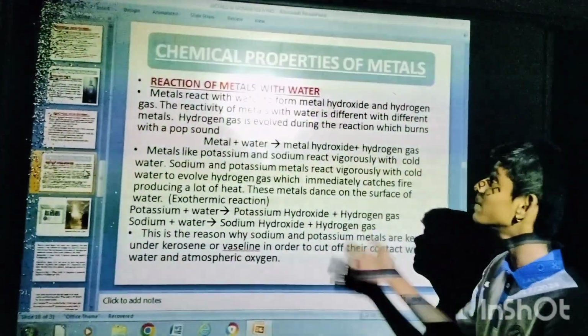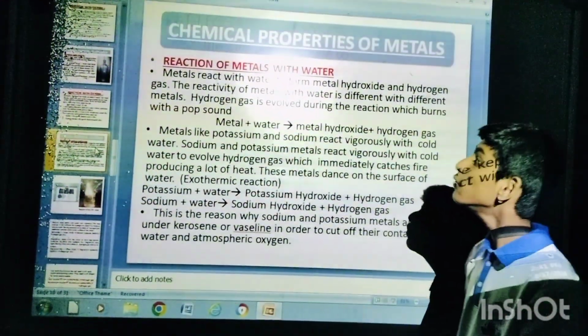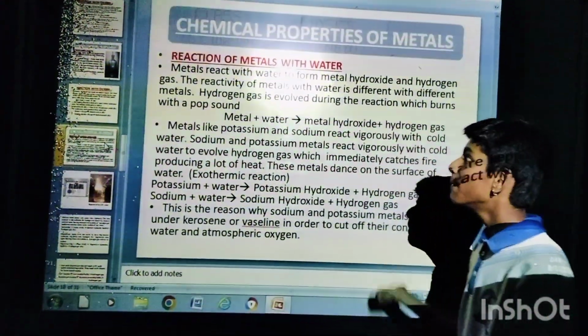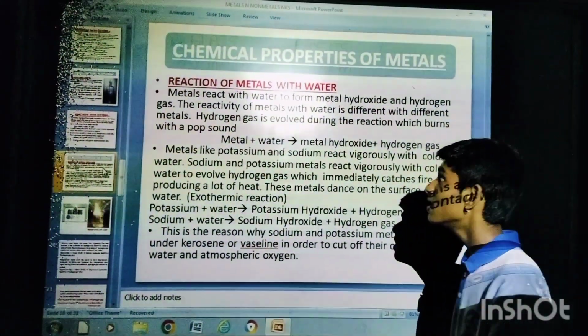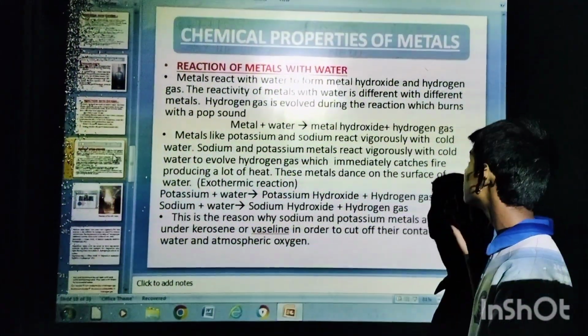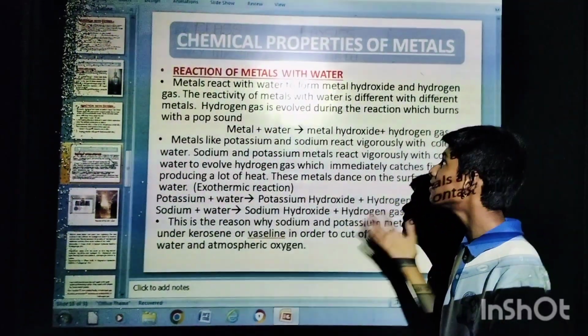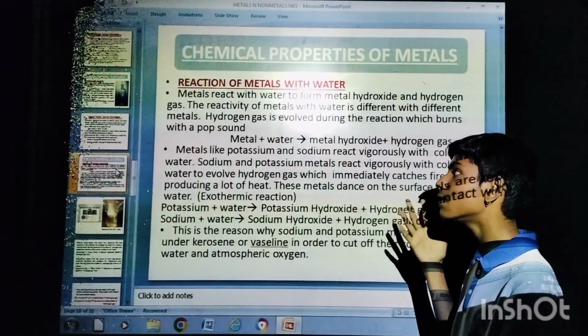Today I am going to explain chemical properties of metals. Reaction of metals with water: metals react with water to form metal hydroxide and hydrogen gas. The reactivity of metals with water is different for different metals. Hydrogen gas is evolved during the reaction, which burns with oxygen.